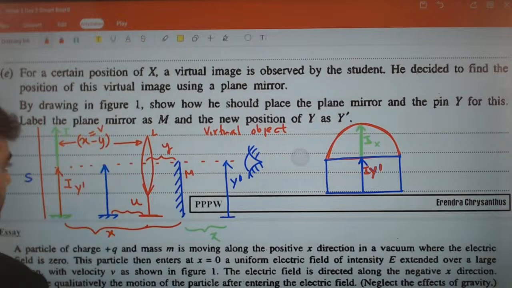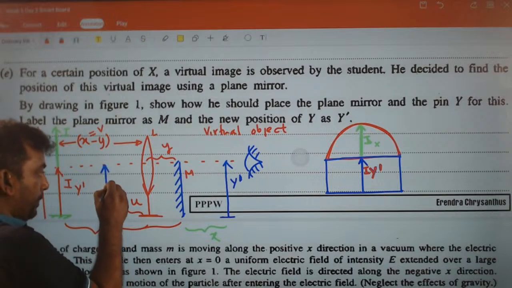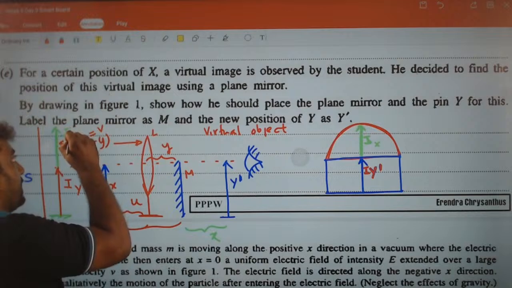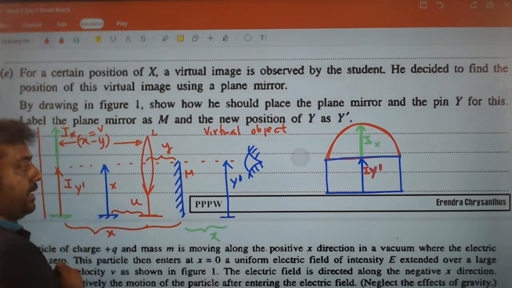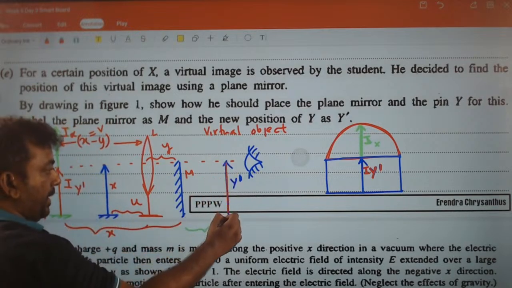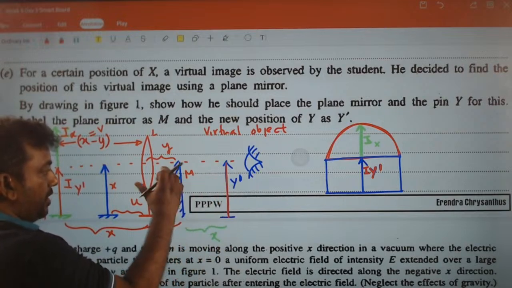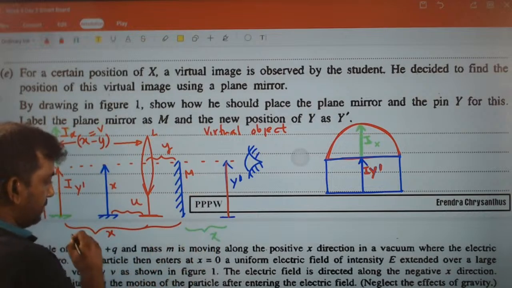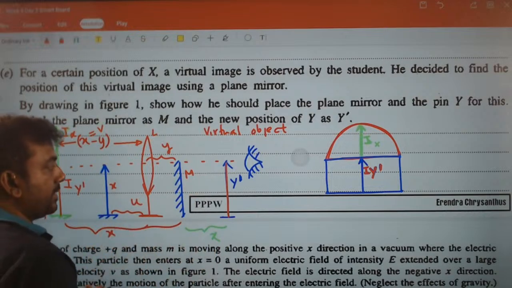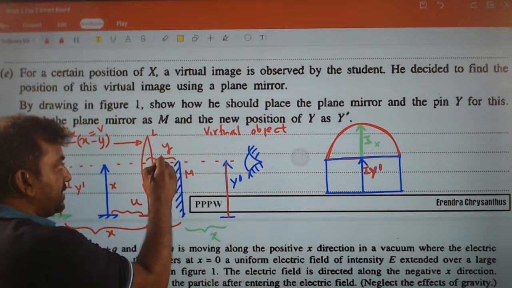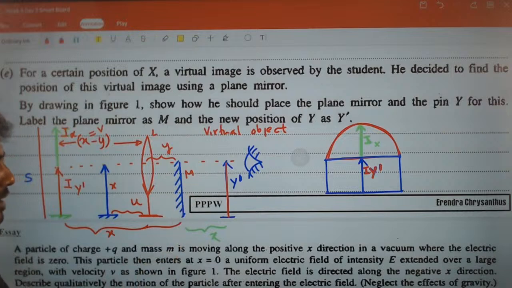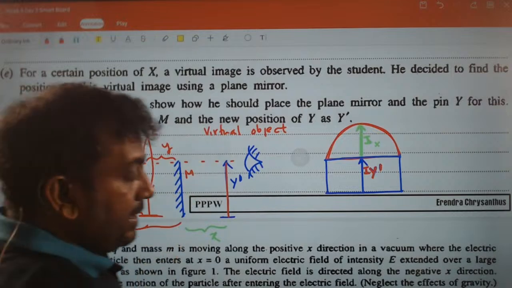So you can write here. If I keep a pin X, image of X only is here. Keep a pin Y in front of a mirror. Virtual object is seen in mirror. Object distance equal image distance. This is X. I am drawing it slowly. Gap between the mirror and the lens is Y. So this is X minus Y. Image distance found. Object distance found. You can find the focal length. Okay?